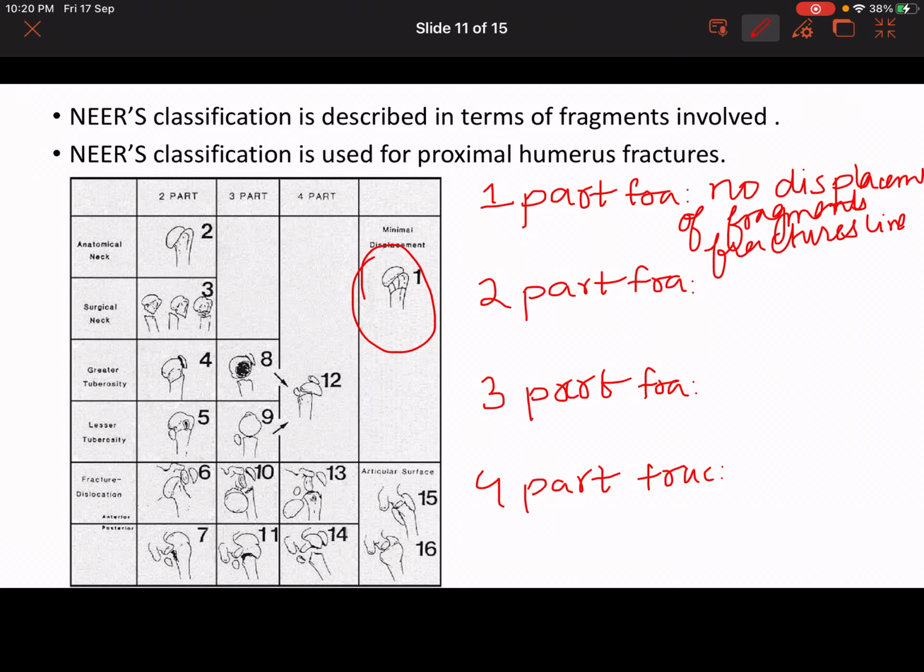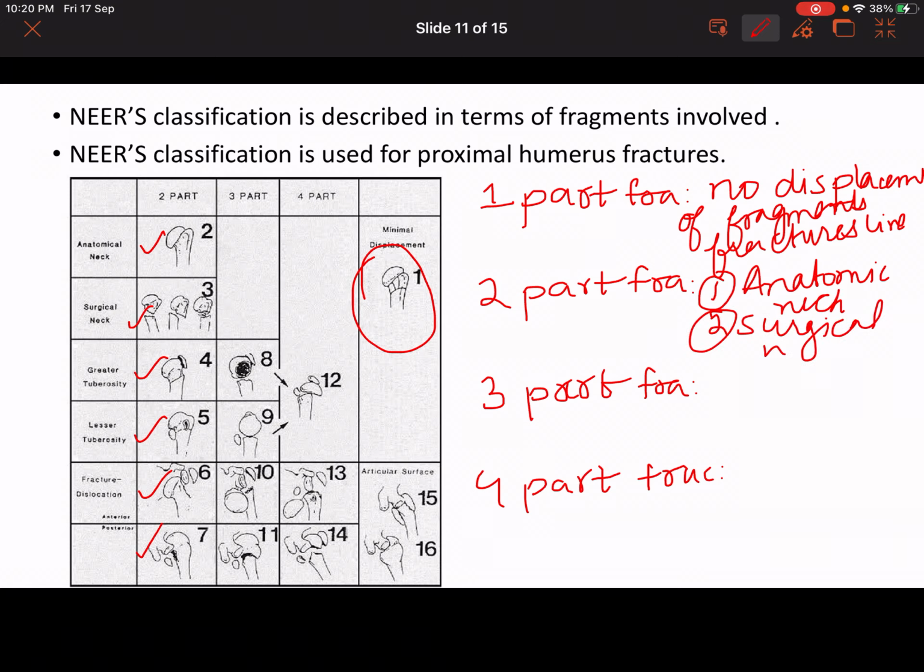The second is the two part fracture. These are all the two part fractures. It can be an anatomical neck, as I have explained to you previously. It can be surgical neck, greater tuberosity, lesser tuberosity, or a dislocation. So it can involve either the anatomic neck, the surgical neck, then, okay, here I'm going to write it over here, the greater tuberosity or the lesser tuberosity. So it can involve any of the four structures.